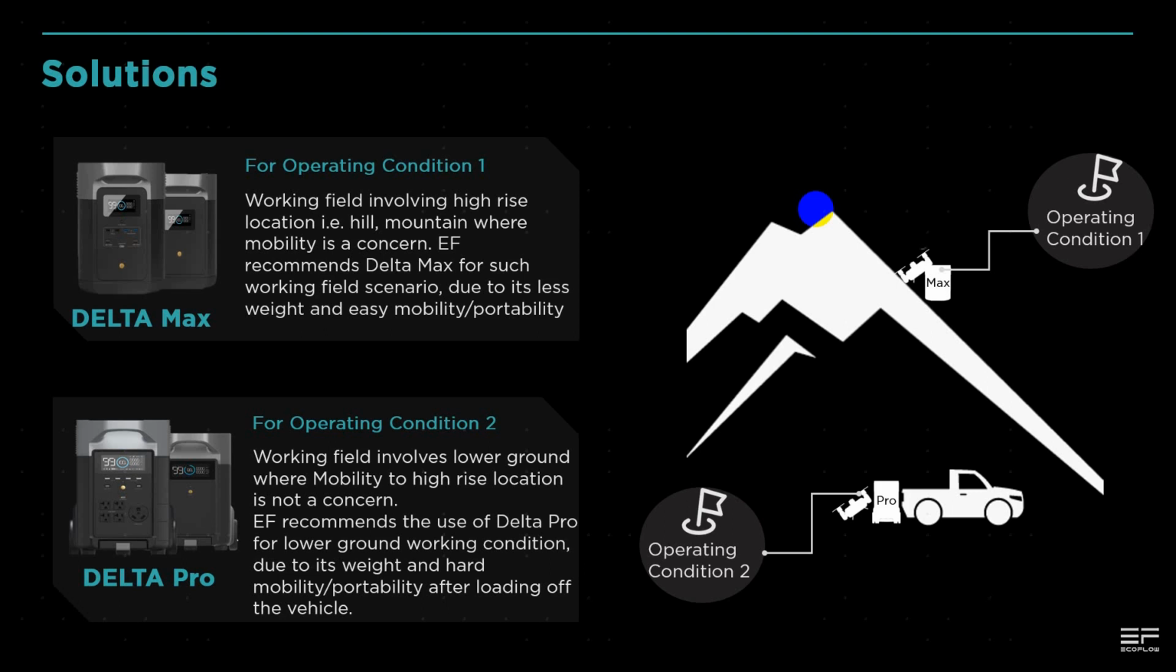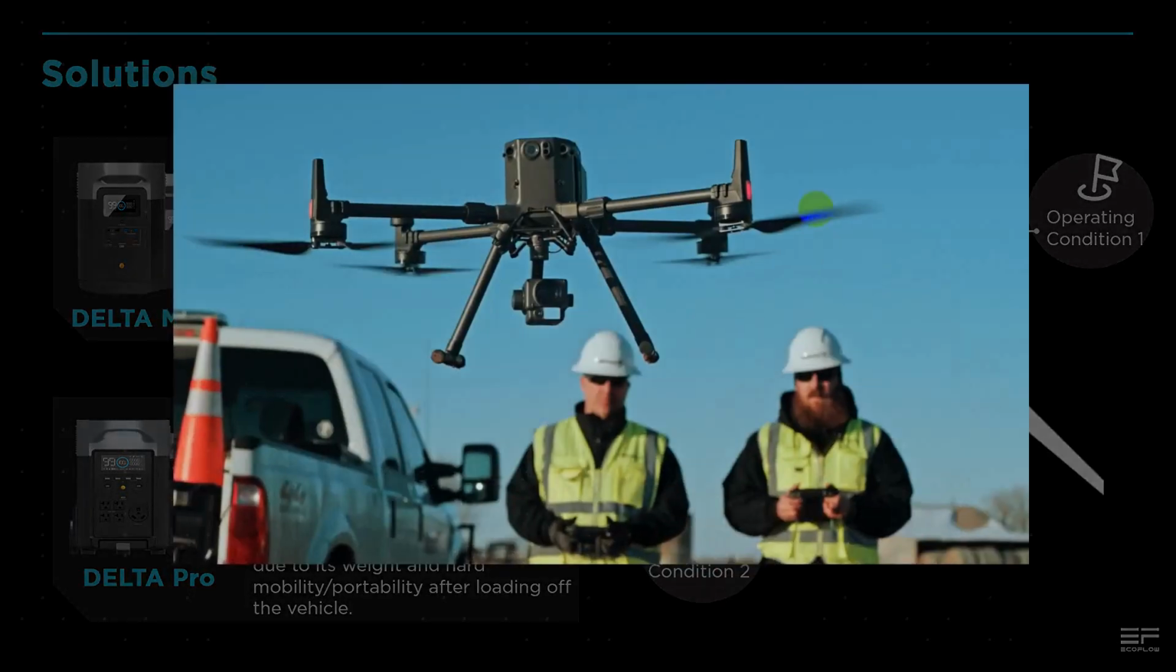Working field involving high-risk location, for example hill or mountain, where mobility is a concern. EcoFlow recommends Delta Max for such working field scenario due to its less weight and easy mobility. The other case is also the common operating condition: park the pickup truck with all the related equipment at the foot of the hill and do the operation.